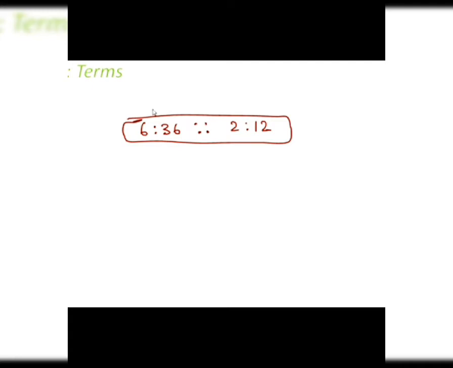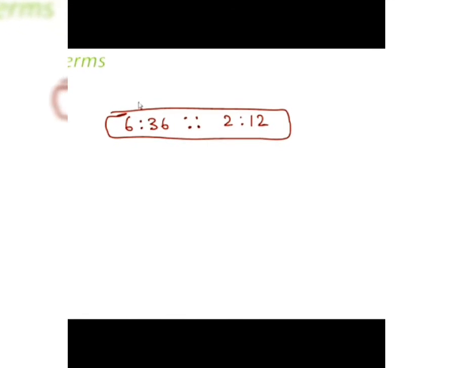Like 6:36, you can't write it as 36:6, because that will alter the entire meaning. So you cannot interchange the positions. If you have the ratio 2:12, you cannot write it as 12:2. It will alter its meaning. So you cannot interchange the positions. Their positions play a very important role. Okay. Now these are called terms, the numbers in a proportion.